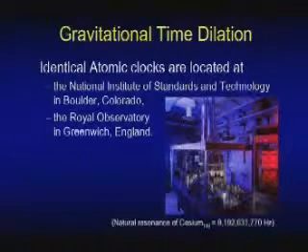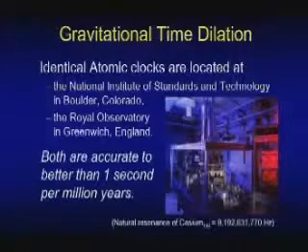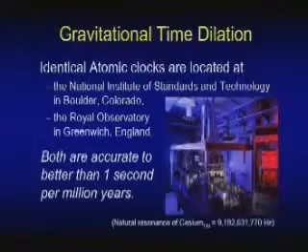There are identical atomic clocks that are located at the National Institute of Standards and Technology in Boulder, Colorado. And one that's identical to it is also installed at the Royal Observatory in Greenwich, England. These are fairly complex devices. They're incredibly precise clocks. And they are both accurate to better than 1 second in a million years. They're very, very precise clocks, both at Greenwich and at Boulder.